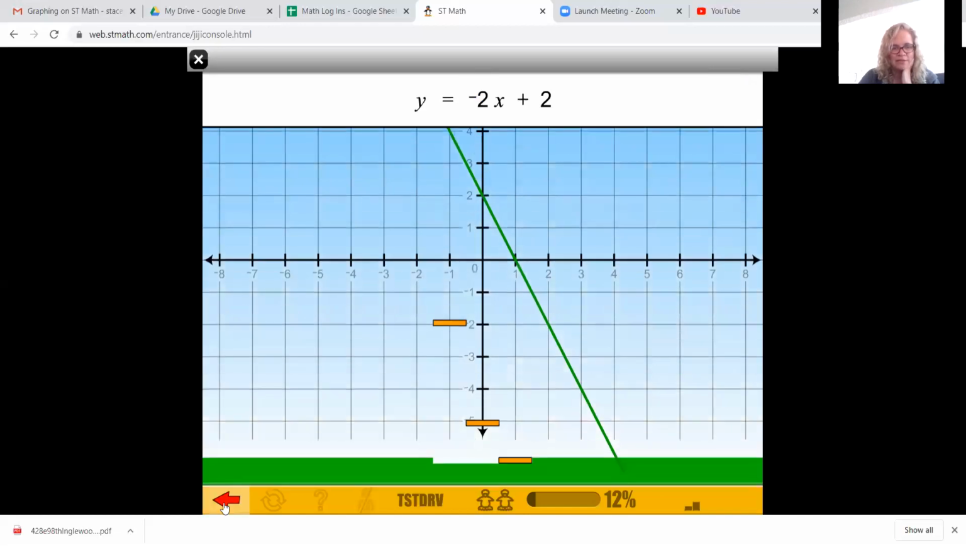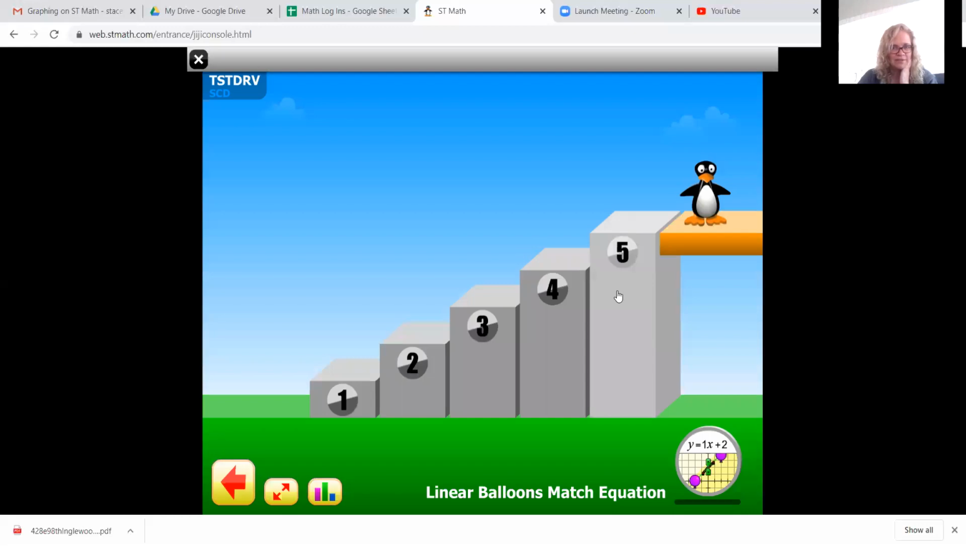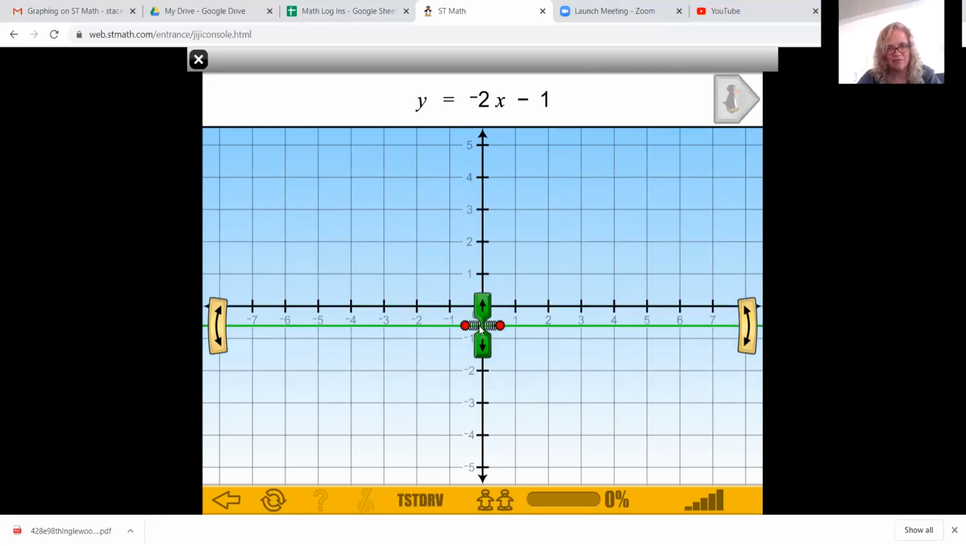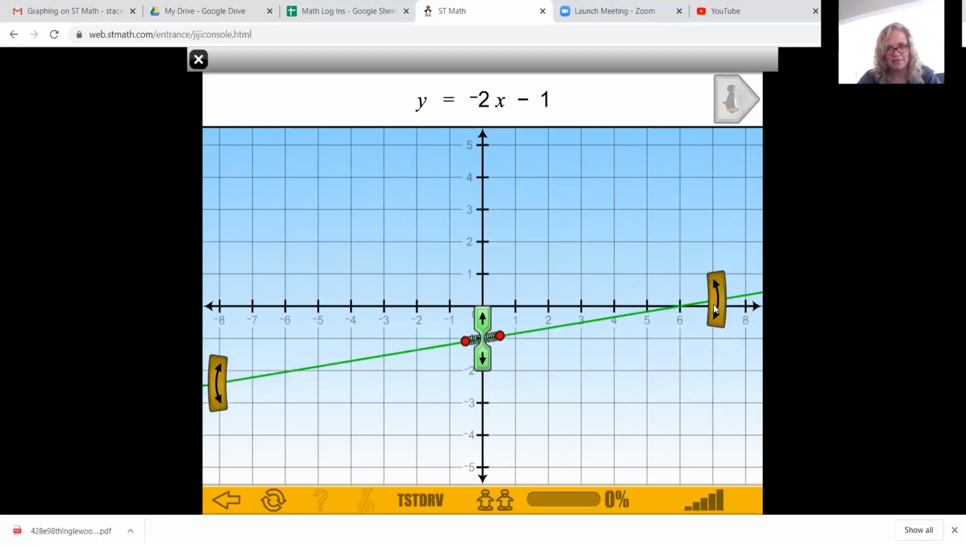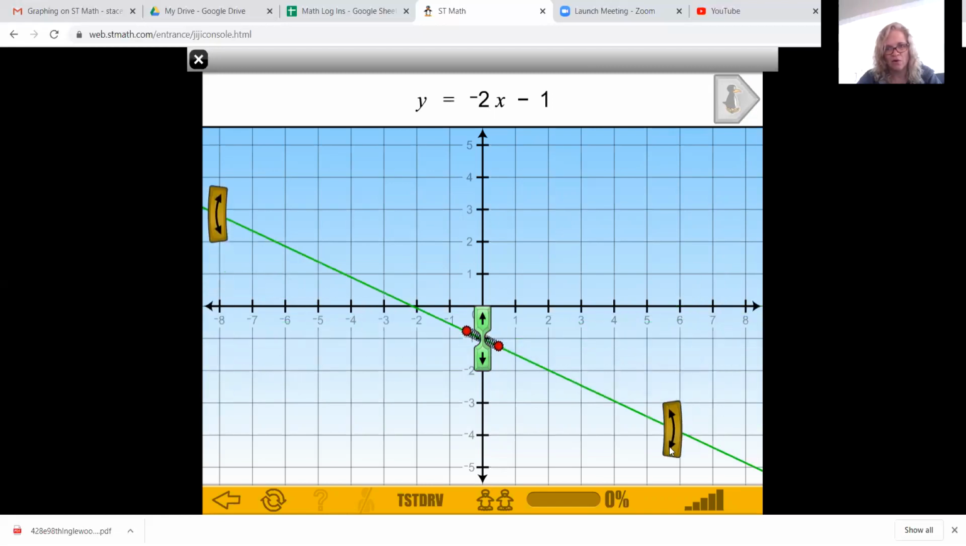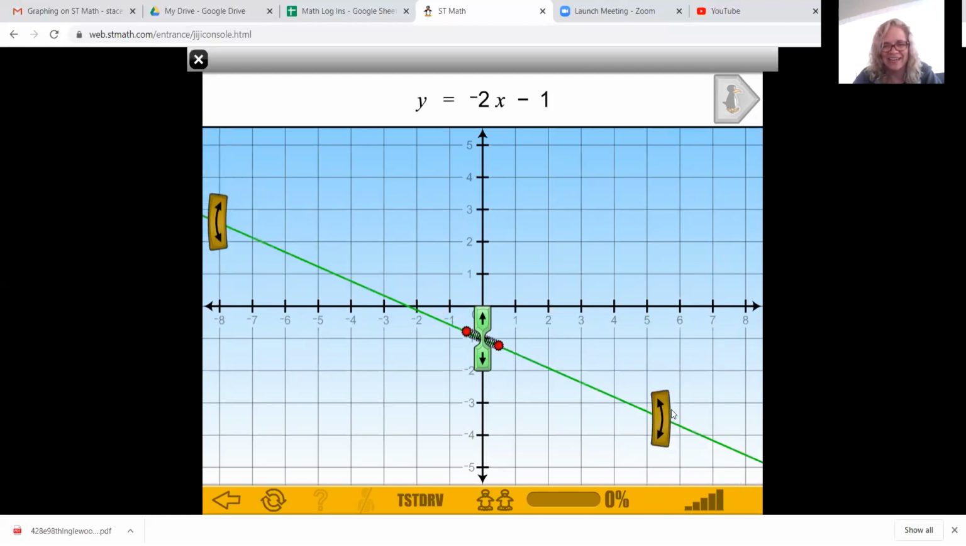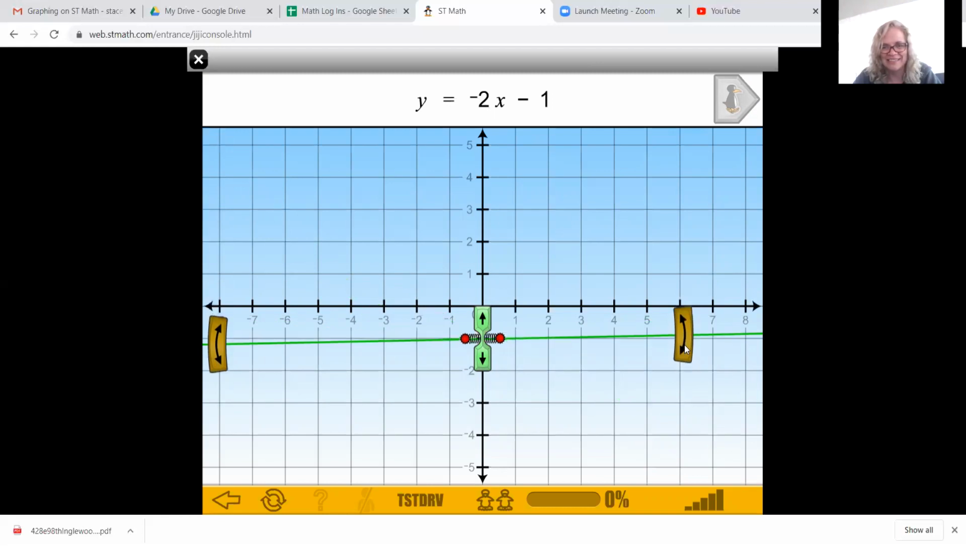Okay, I'm going to back out and go to the most difficult level, and I'll show you one there. Okay, so here's the equation of the line. The y-intercept is -1, so we're going to move this down to -1. And then the slope is -2. So we'll rotate this around. Oh, uh-oh. They don't show you the slope now. Okay, so we better talk. Let me put this back. Okay, so the slope is -2.